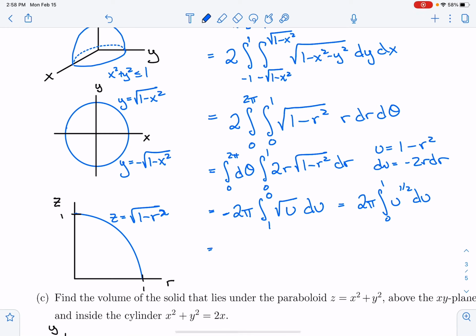So this is going to be 2 pi times 2/3 times u to the 3/2 evaluated between 0 and 1. And so that's going to give me 4/3 pi, which is exactly what we'd expect for the volume of a sphere of radius 1, 4/3 pi.